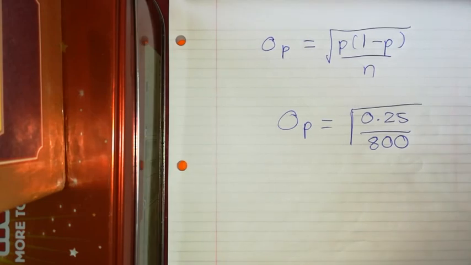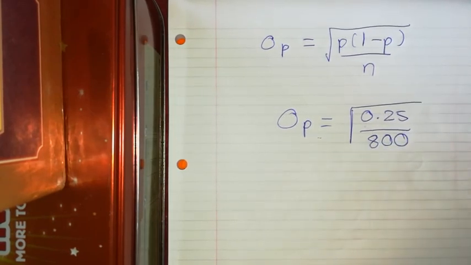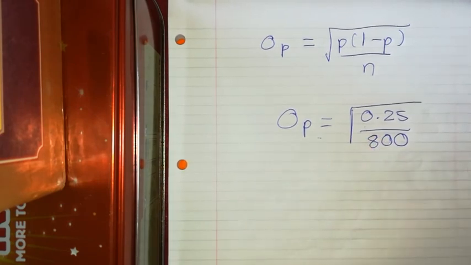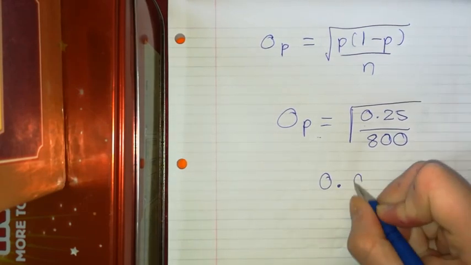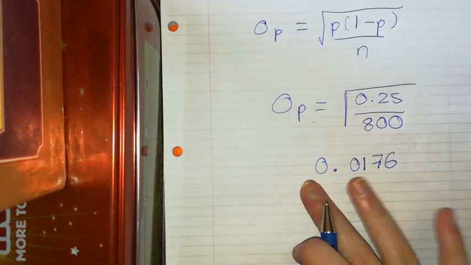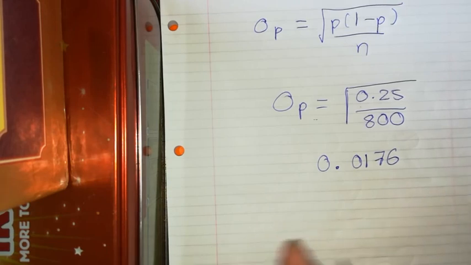So the largest range would be, that's going to be our standard error. So it'll be the square root of 0.25 over 800. And then I get 0.0176. So that's our standard error, but they might mean that they actually want how far it goes on either side.